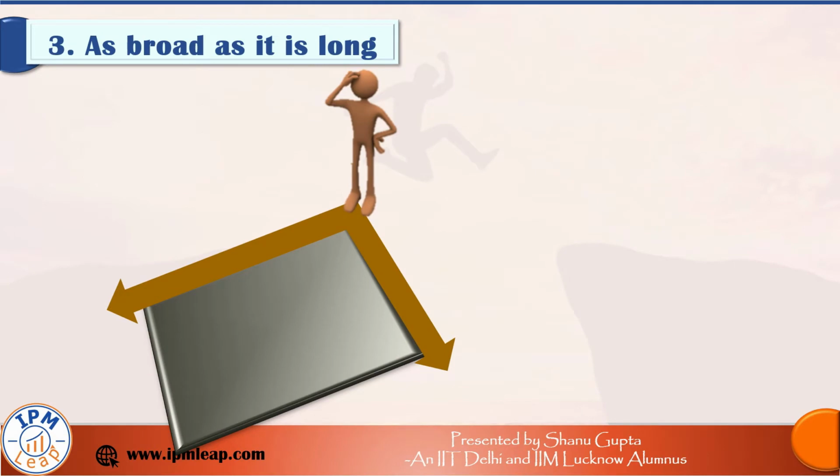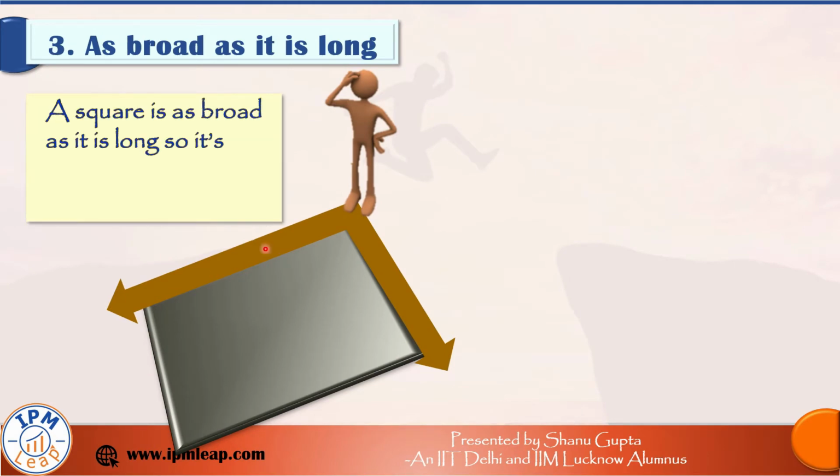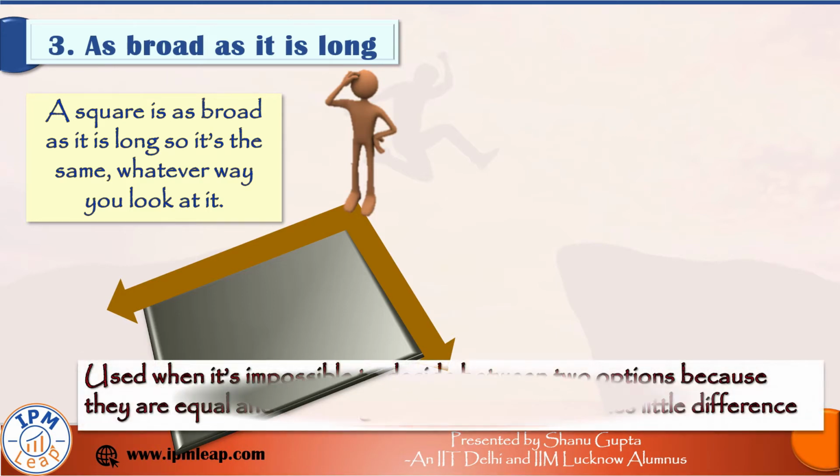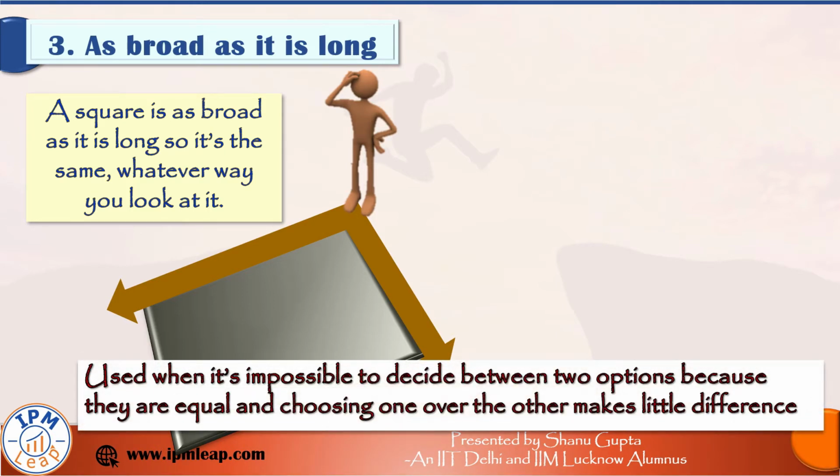As broad as it is long. This idiom takes the example of a square, which we know is as broad as it is long. So it's the same, whatever way you look at it. The expression is used when it is impossible to decide between two options because they are equal and choosing one over the other makes little difference.